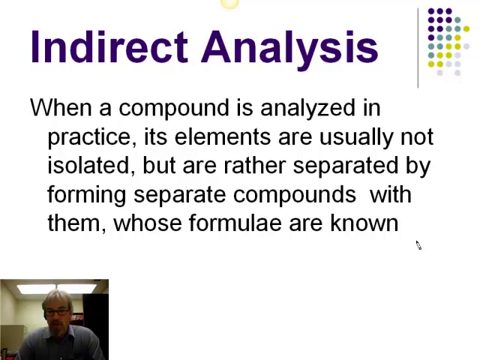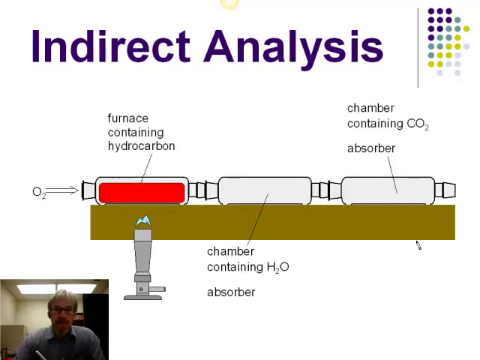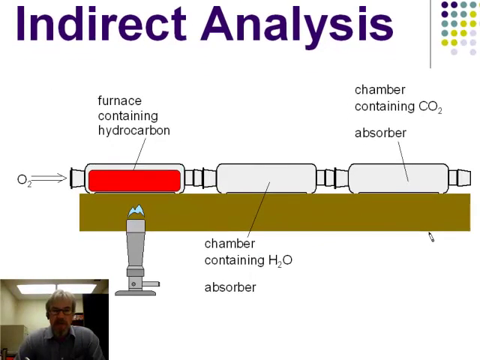And we know those formulae, and so we can use what we know about stoichiometry to work backwards and figure out what the original compound was made of. This is called indirect analysis. Here's an example. Let's say you wanted to analyze a hydrocarbon.